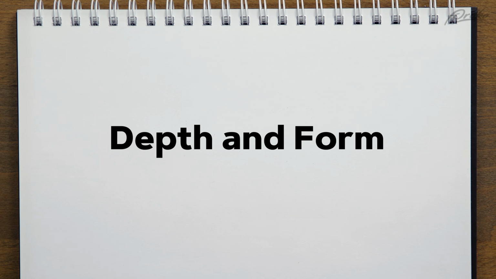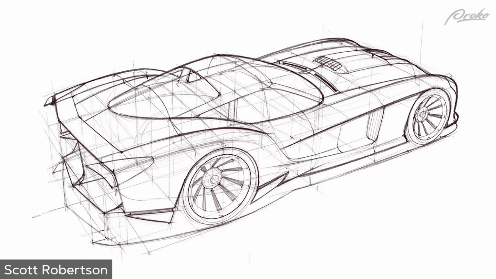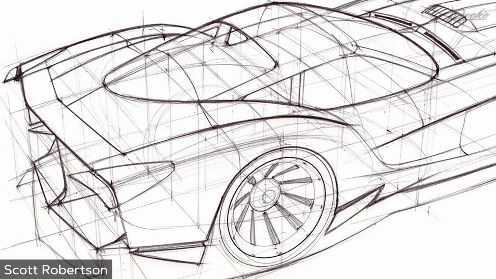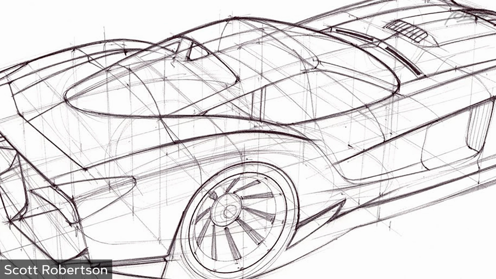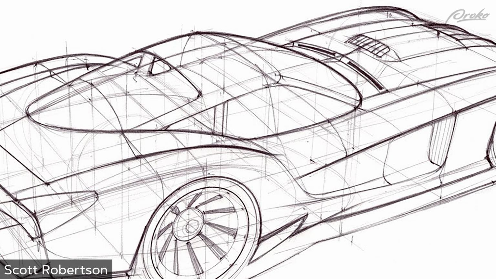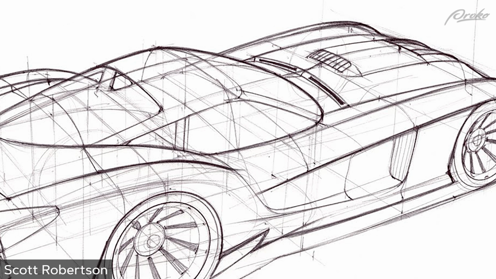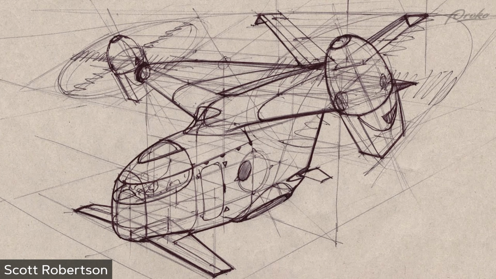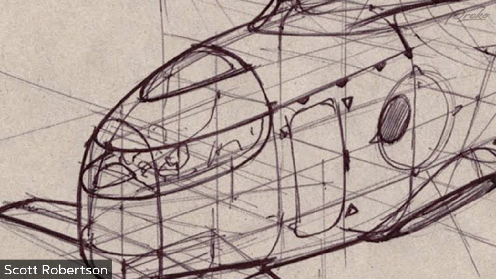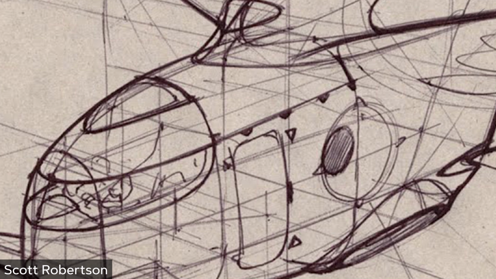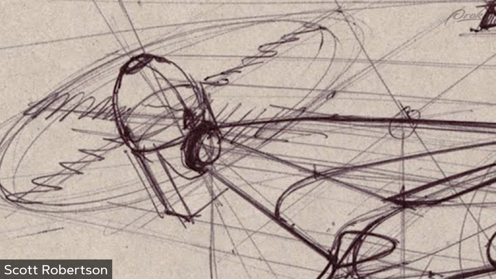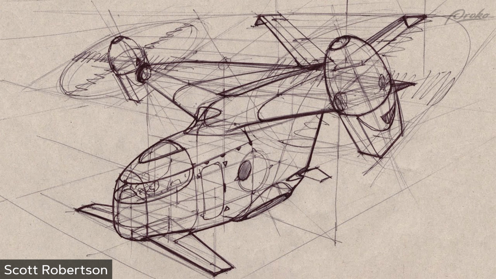Depth and form. Take a look at Scott Robertson's drawings. Clear communication is really important in industrial design. So line weight is a useful tool to have control of. Scott's drawings are a great example of this. Not only does he emphasize the bigger forms over the smaller details, but he also uses it to show the depth. The line gets thicker as this wing comes towards us, and the line gets thinner as the other wing goes away from us.